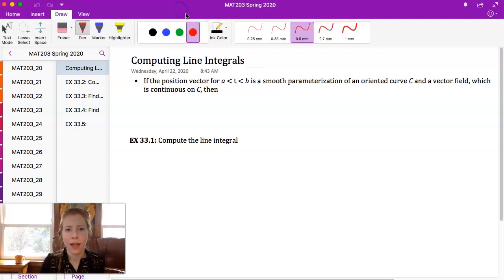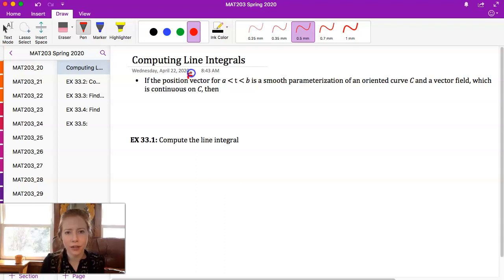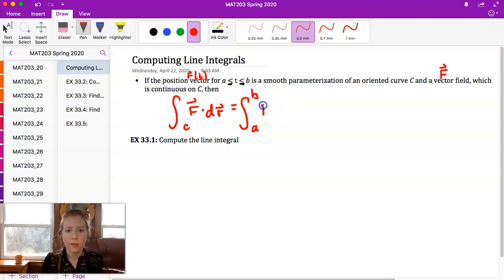So remember from last time that if the position vector r of t, for t in some time interval from a to b (these should be less than or equal to signs), is a smooth parameterization of some oriented curve C, and some vector field F is continuous on C, then the line integral of F dot dr is equal to the integral from time a to time b of F as a function of time, using our parameterization for r, dotted with the first derivative of our position, dt. And this is just a review from last time.